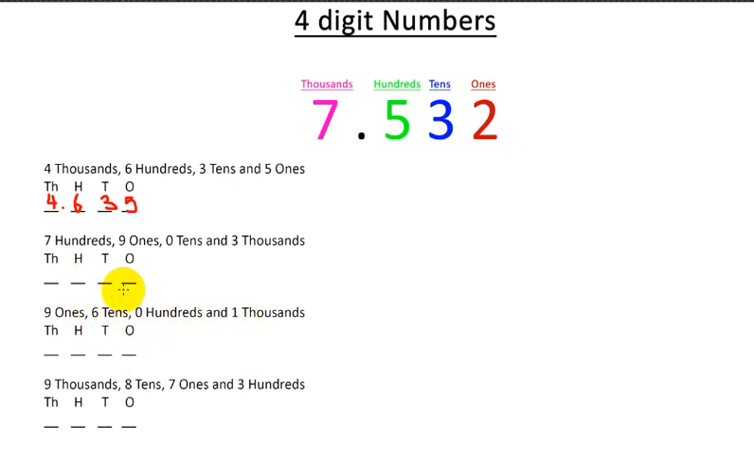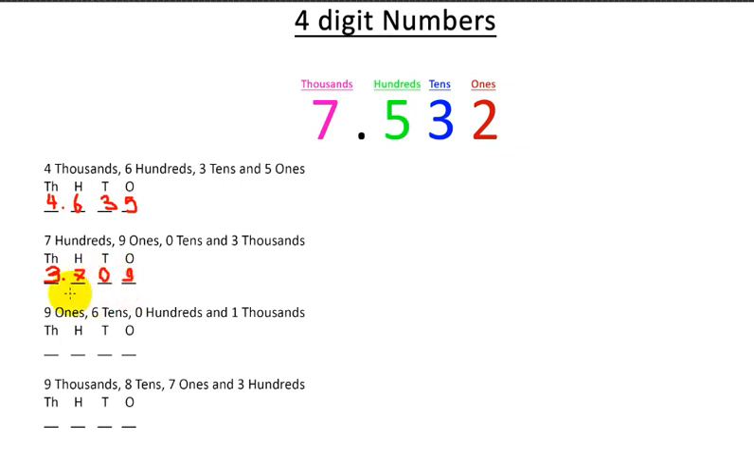Okay, so if you're back, that means that you solved them. So let's see if you did them correctly. This one says 7 hundreds, 9 ones, 0 tens, and 3 thousands. So what goes first? First goes the thousands, which says here is 3. So here I'm going to have to put 3. Then we have the hundreds, 7 hundreds. So here I'm going to put 7. Then the tens, which says is 0. And then the ones, which says it's 9. So this number is 3,709.